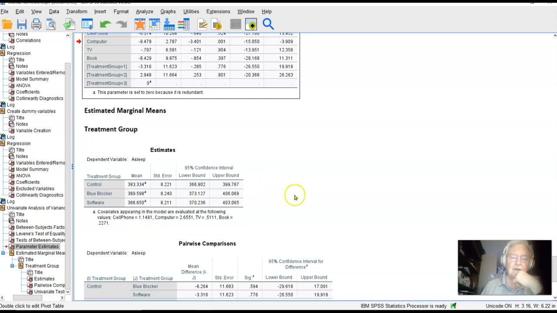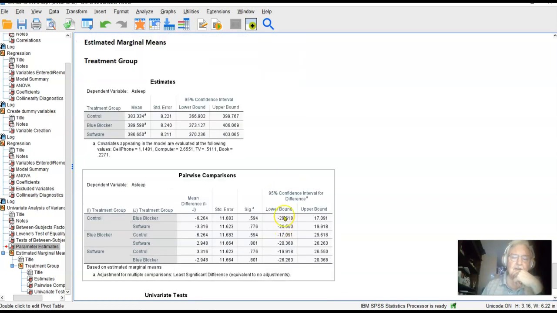And then down here, we get pairwise comparisons. So it looks at control versus blue blocker, control versus software, blue blocker versus control, blue blocker versus software. Now there's 3 comparisons, but you get 6 because it does all combinations in all directions.